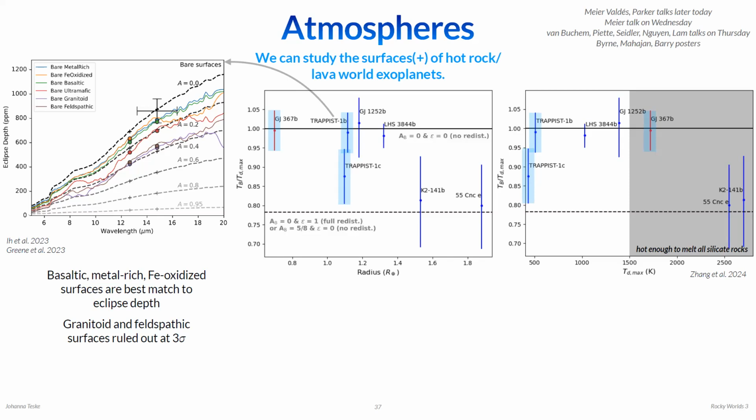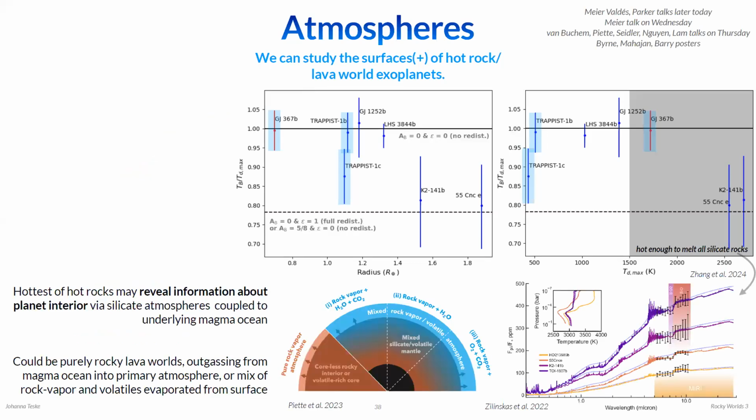And so maybe that points towards minerals being evaporated from the surfaces of these planet atmospheres. And so the hottest of these hot rocks might actually be great laboratories for telling us about how planet interiors and atmospheres are interacting. And so I think Anjali will talk about this. There's been great modeling work trying to estimate what JWST would see with outgassing from a magma ocean into a primary atmosphere, or I'm sure Anjali will talk about her paper using a mix of rock vapor and volatiles evaporated from the surface. So this is a topic I'm super excited about.